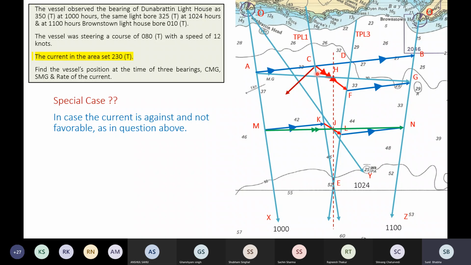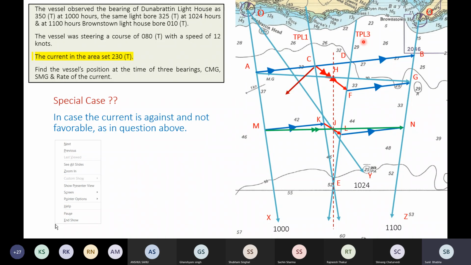Now if this is the case, when you draw this current vector from point C, it is never going to meet the TPL3. So this is where the problem arises and you may get confused about how to go about solving this particular question. So beta, did you understand the problem here? Yes, sir.